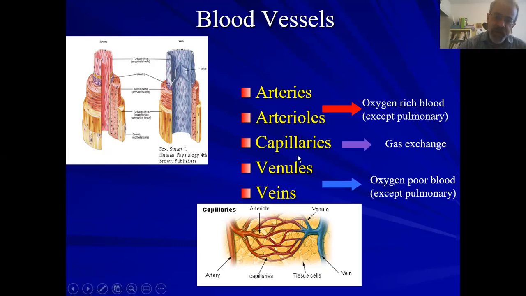From the capillaries, blood then moves into the small veins, which are known as venules, and then eventually into the veins. And of course, these are carrying blood back to the heart. In the systemic circuit, they carry oxygen-poor blood. But in the pulmonary circuit, they carry oxygen-rich blood. So that's just something important to remember.